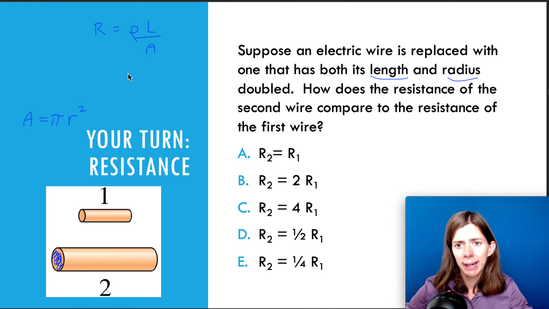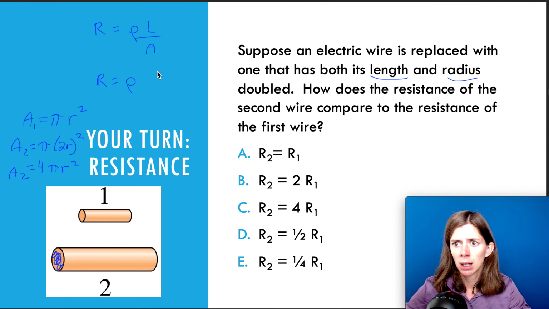Pi r squared is the area of your circle, your cross-sectional area here. So if you double the radius, take a look, you can see that you now have 4 pi r squared. So this is A1, and this is A2 here. A2 has 4 times the area because we doubled the radius. So back to our resistance equation. The resistivity is not changing. The length is doubling, so we're going to have 2L for R2 here. And for the area, we said we're going to have 4 times the area when we double the radius.